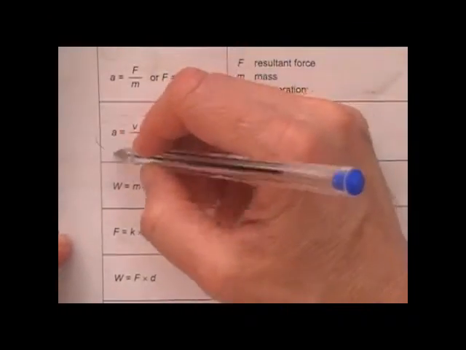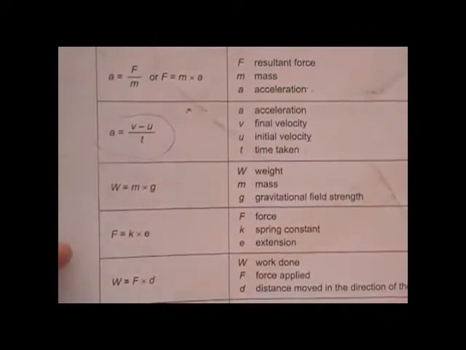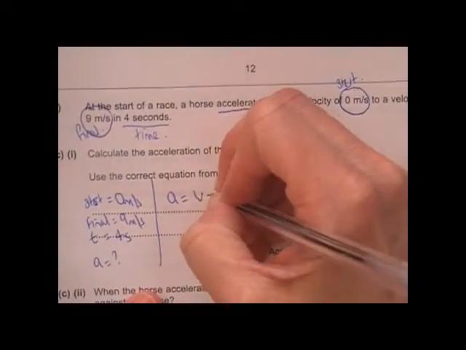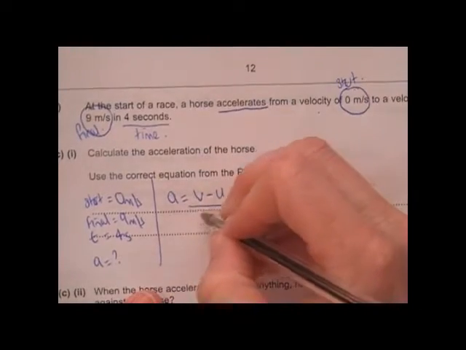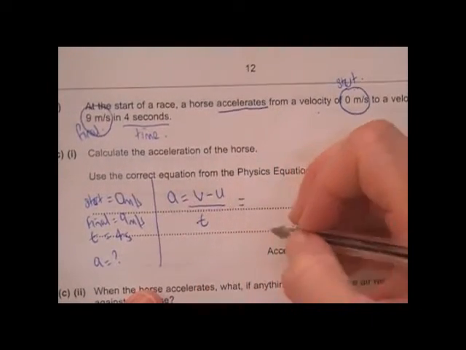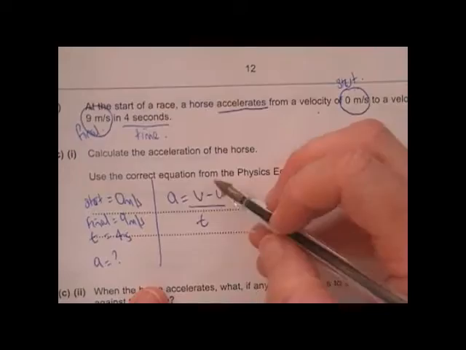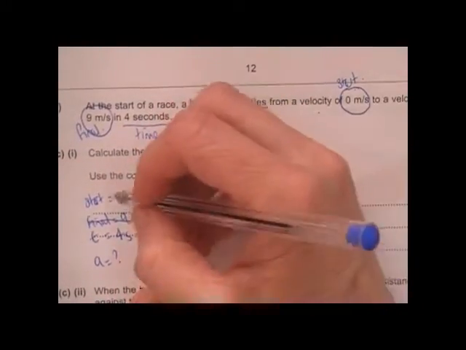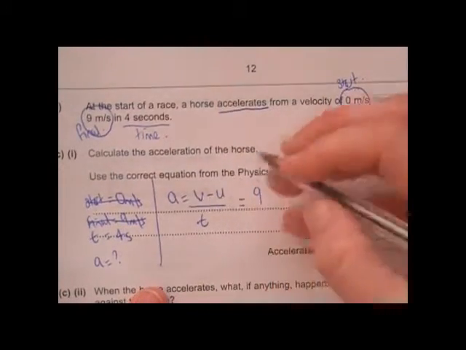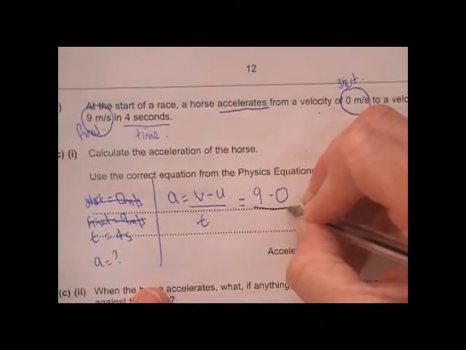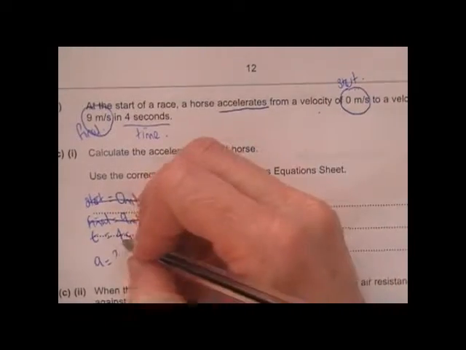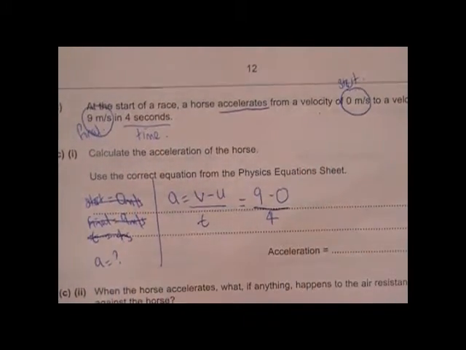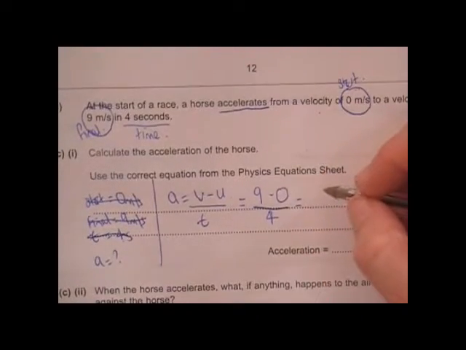So the first thing I'm going to do is take this equation and write it down as is on my paper. So a equals v minus u divided by time. And as soon as I've got that, I'm then going to put in all the information that I have. So v was final, so I'm going to cross that out, 9. Start is 0, I'm going to cross it out because I've used it, minus 0. Then I'm going to divide, that line means divided by, t here, 4 seconds, and again, I've crossed it out because I've used it.